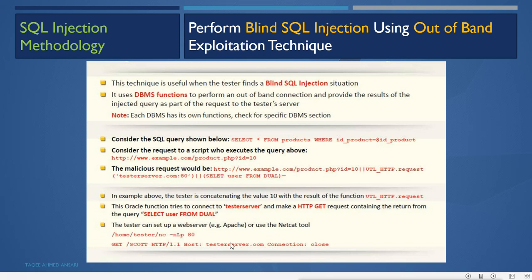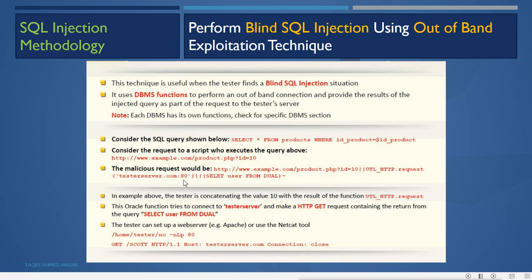And for that, Netcat is a tool like Telnet which gives remote access. After using the command netcat, it will try to connect on port number 80, and it will get the connection here. So by this query it will try to connect to the test server, testserver.com, on port number 80.